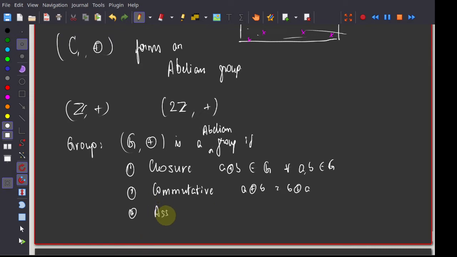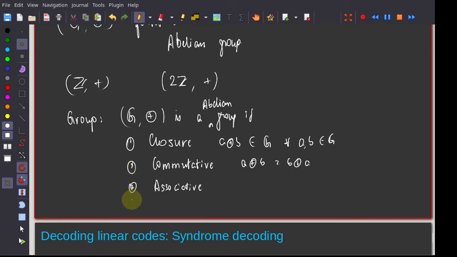It is associative. So the order in which you add three different elements does not matter. A plus B plus C is the same as A plus B plus C. There is an identity, an additive identity. And for every element, there is an additive inverse. So if you take any field and restrict yourself only to the addition operation, then that forms a group.